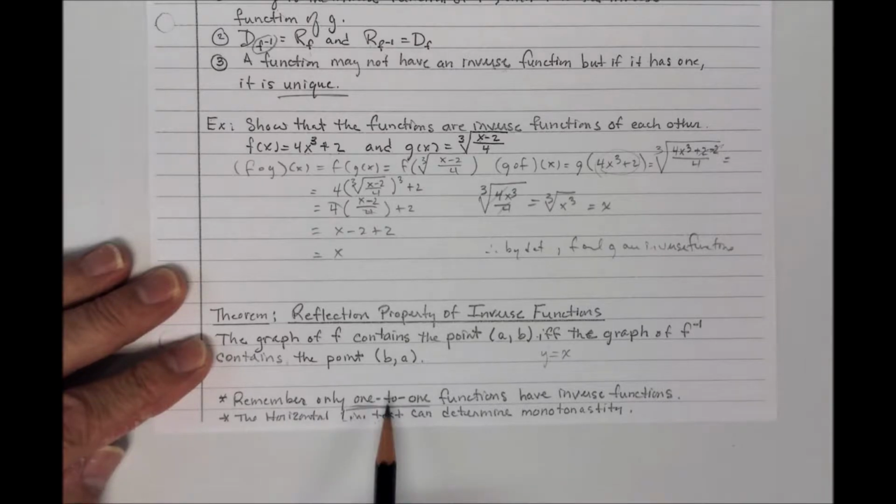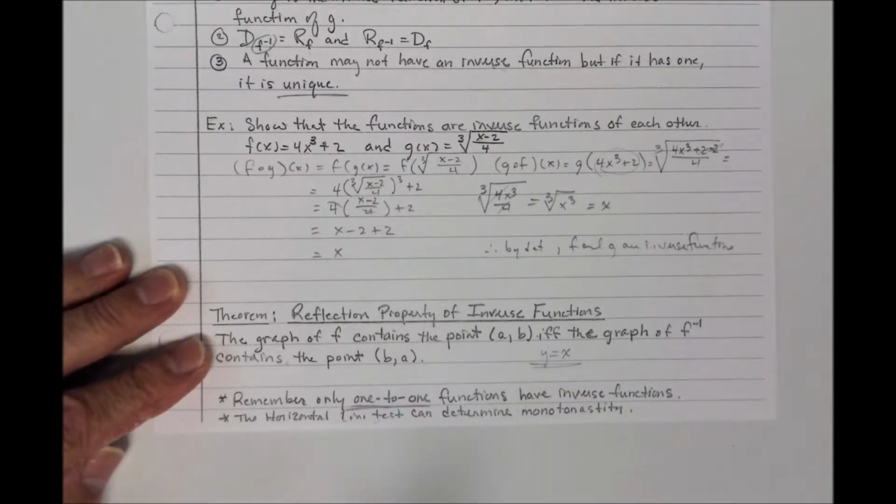So if you have a one-to-one function, it's going to have an inverse, and the graph of the inverse function is going to be a reflection of the original function in the line y equals x.